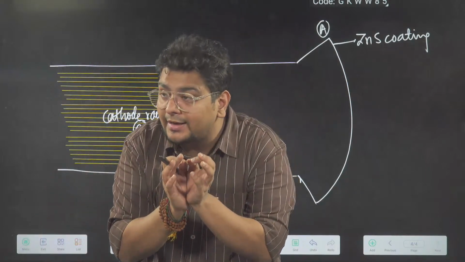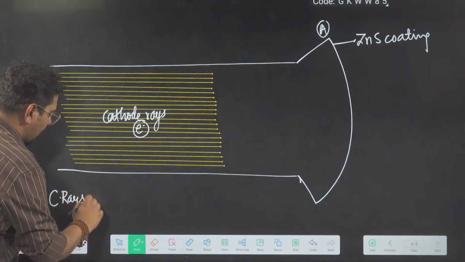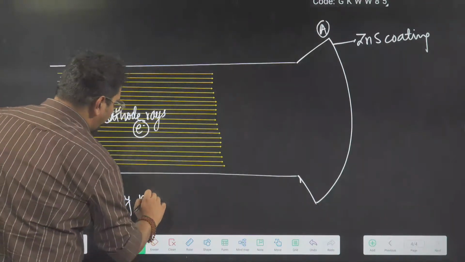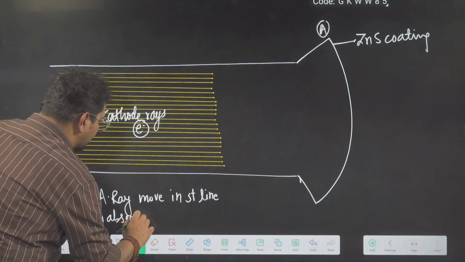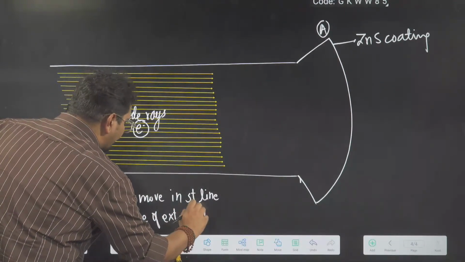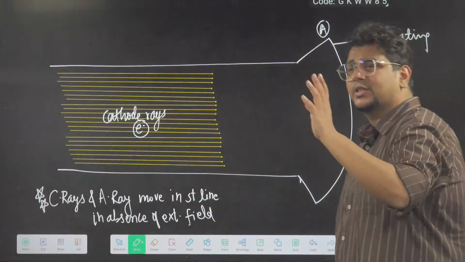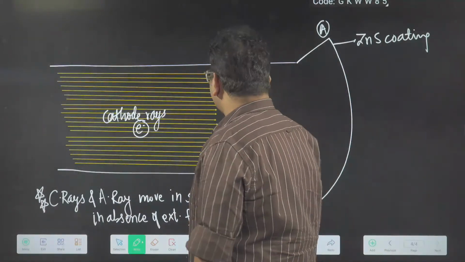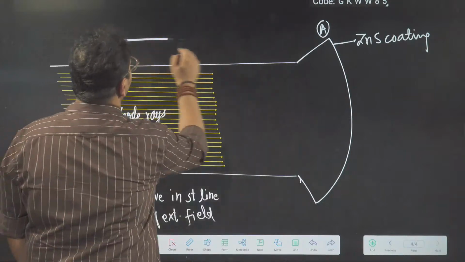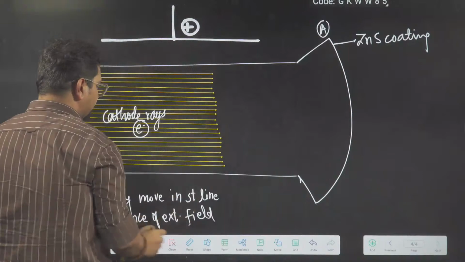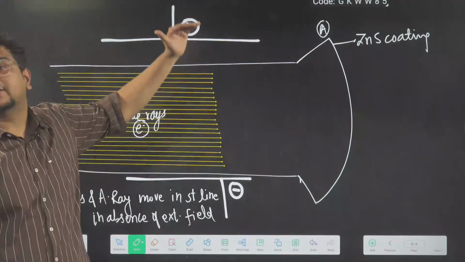So will they go in a straight line? Yes. Remember, cathode rays and anode rays move in a straight line in absence of an external field. But I'm going to put an external field now. What do I mean by external field? I am putting one field here, let's say plus terminal, and one field here, minus terminal. These are external fields outside the tube.